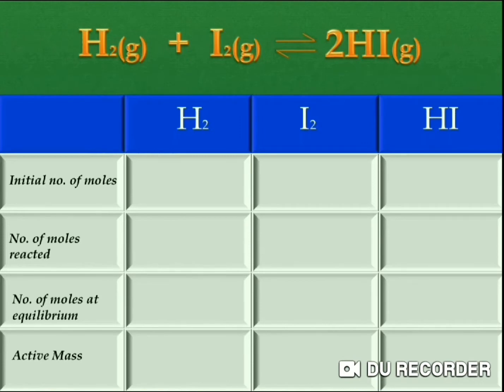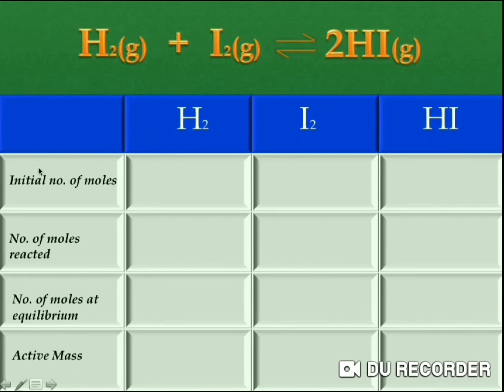Using this information, we can find the active moles. Let us find the active moles step by step. For this, we require the following table: initial number of moles, number of moles reacted, number of moles at equilibrium, and active moles.